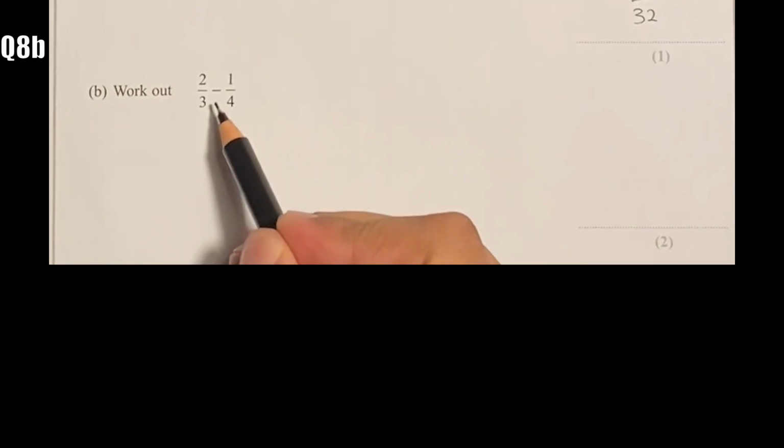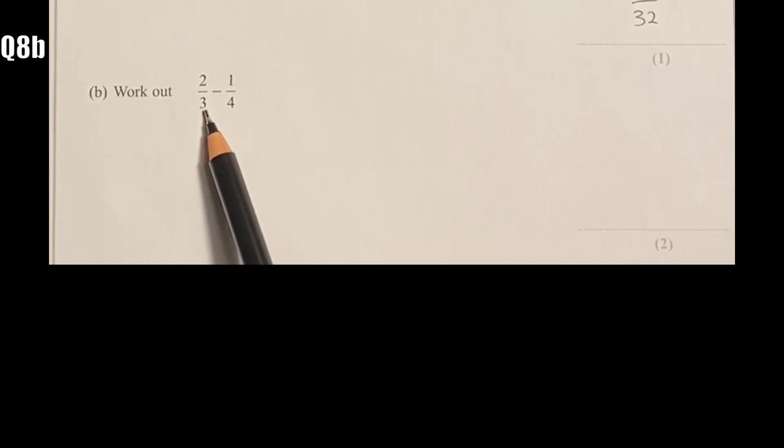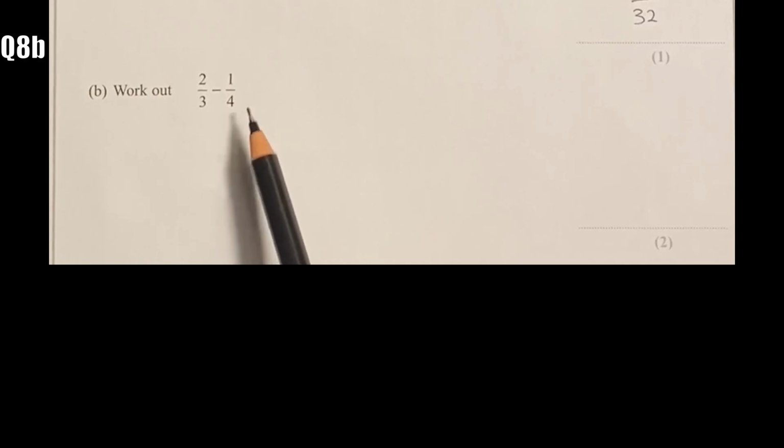Question 8b, another fraction question. 2 over 3 minus 1 over 4. Now with this one, we have to do a few more steps. Whenever you're adding or subtracting fractions, you must have the same denominator before you can do anything. So I'm going to find the lowest common multiple between 3 and 4, which in this case happens to be 12. So I need to convert the 3 into a 12 and the 4 into a 12.